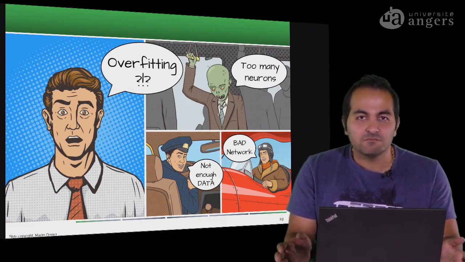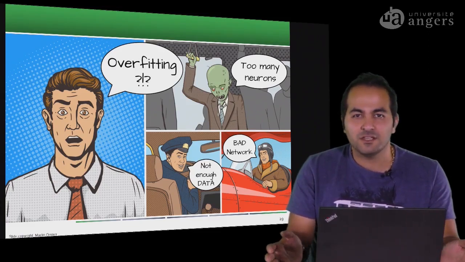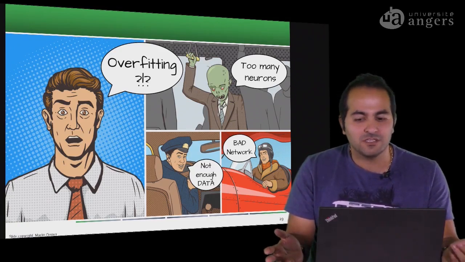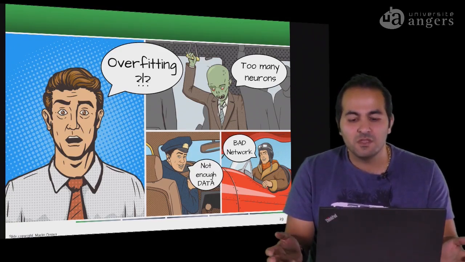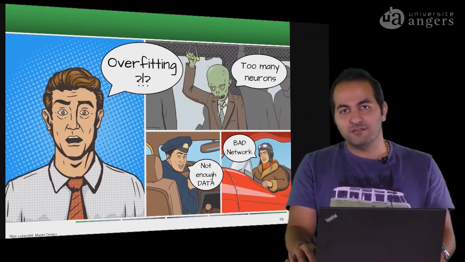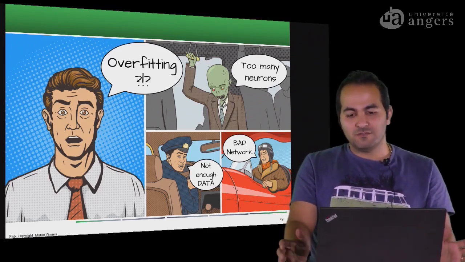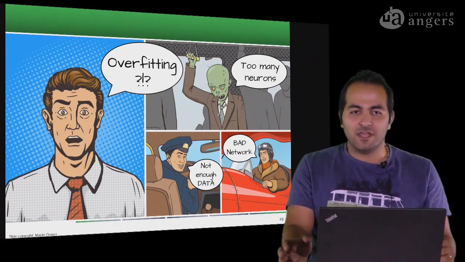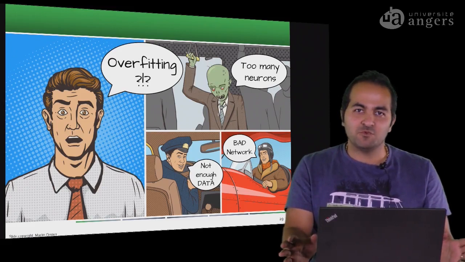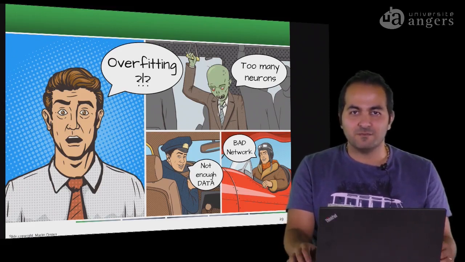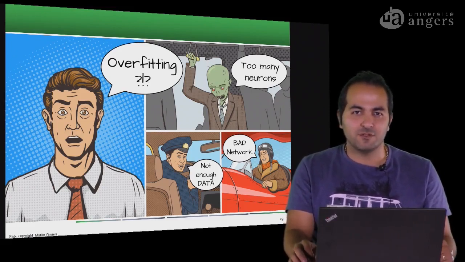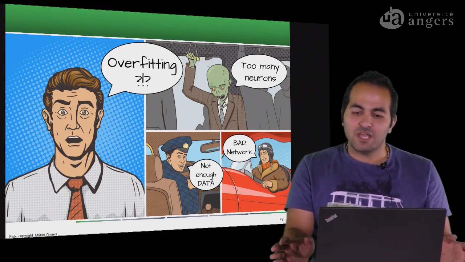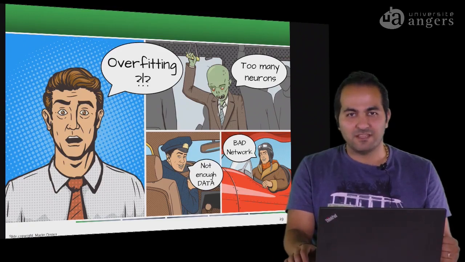So is our network badly designed, or do we use too many neurons, or is the data not enough? Based on this question, since we are using the MNIST database, which is a good database from the size point of view, we don't have this problem. So it can be too many neurons, or it can be a bad network.